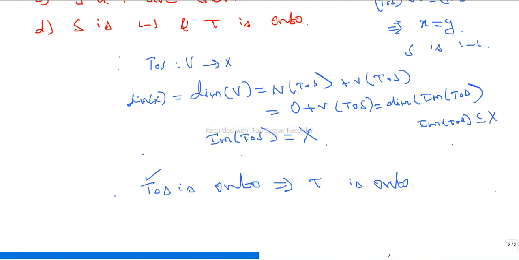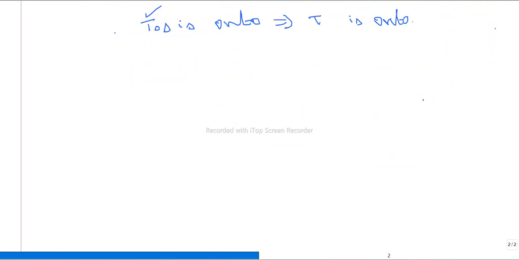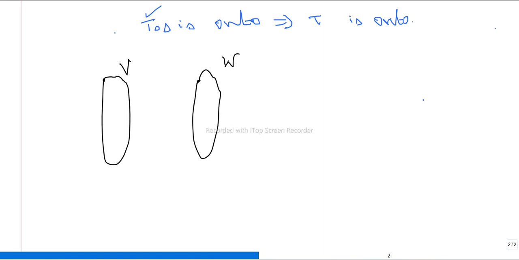We can easily prove it. So how to prove that T is onto? If we draw the picture, a Venn diagram, we can easily look at this. Suppose we have a vector space V, and another vector space W, and another one X. We have a linear transformation S from here to here, and another linear transformation from here to here, T.